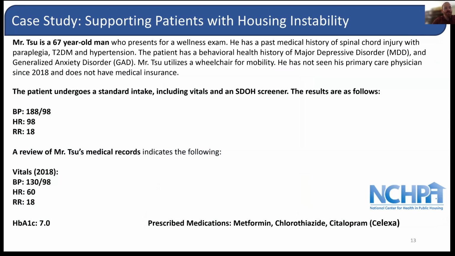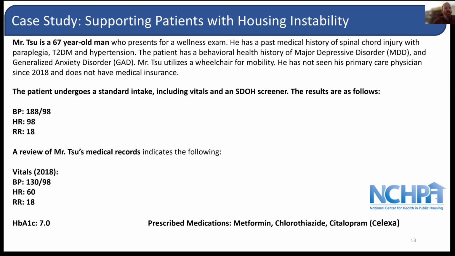Mr. Sue is a 67-year-old man who presents for a wellness exam. He has a past medical history of spinal cord injury with paraplegia, type 2 diabetes mellitus, and hypertension. The patient has a behavioral health history of major depressive disorder and generalized anxiety disorder. Mr. Sue utilizes a wheelchair for mobility. He has not seen his primary care physician since 2018 and does not have medical insurance.